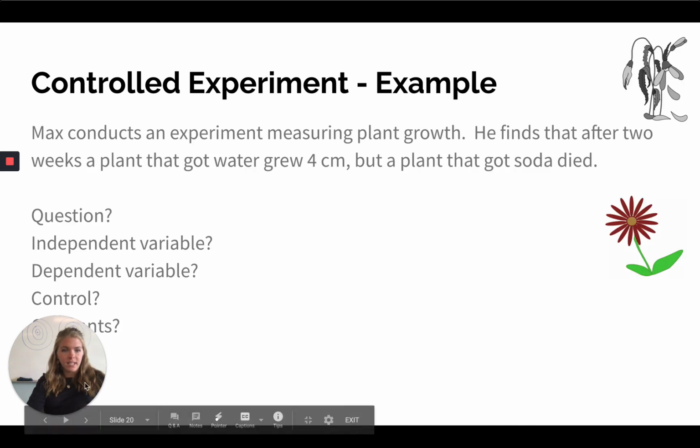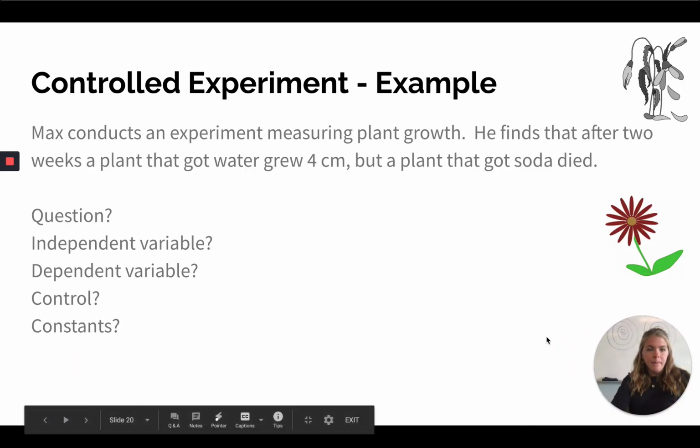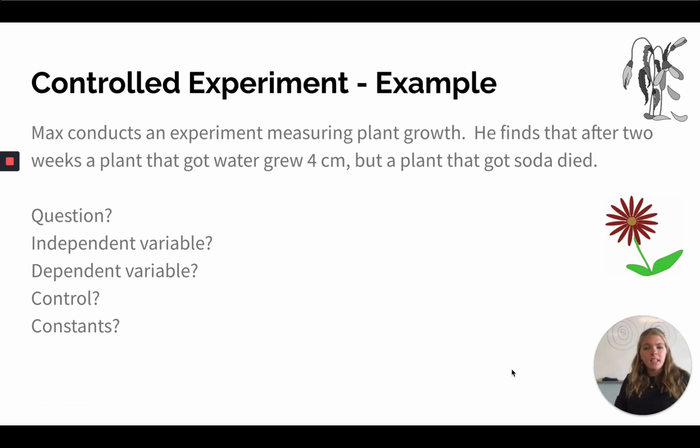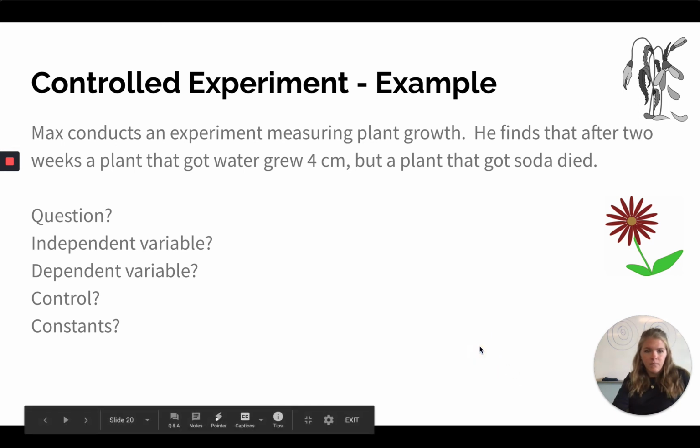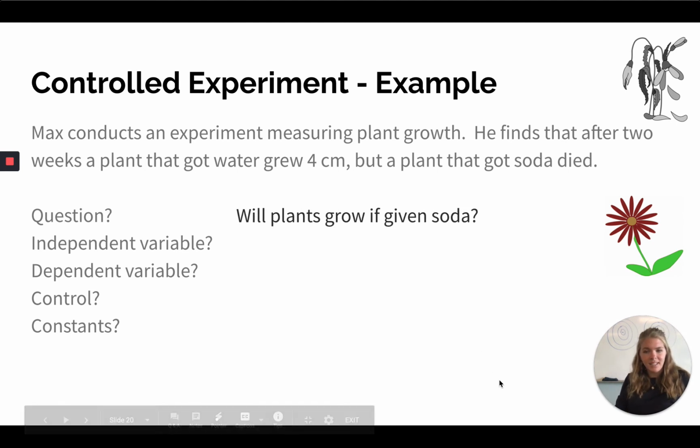So let's do an example. Max conducts an experiment measuring plant growth. He finds that after 2 weeks, a plant that got water grew 4 centimeters, but a plant that got soda died. So take a moment, actually we'll do this first one together. What question is Max testing? So it looks like he's testing, will soda affect plant growth? Yeah, will plants grow if given soda? That's his experiment, that's his test.